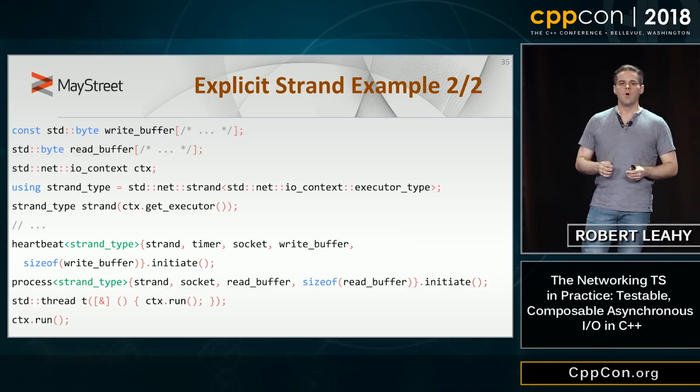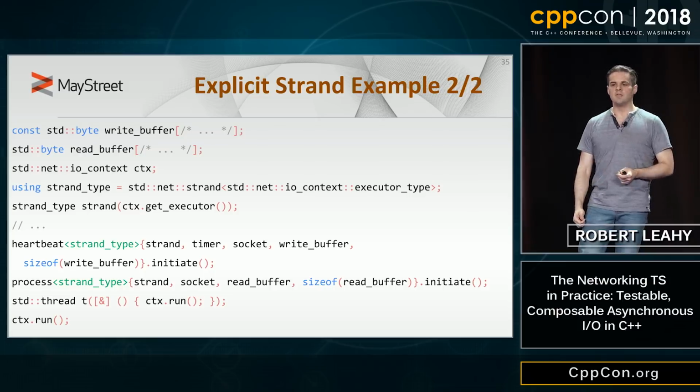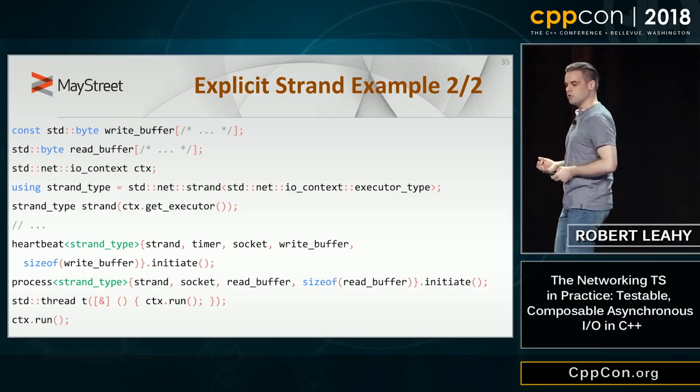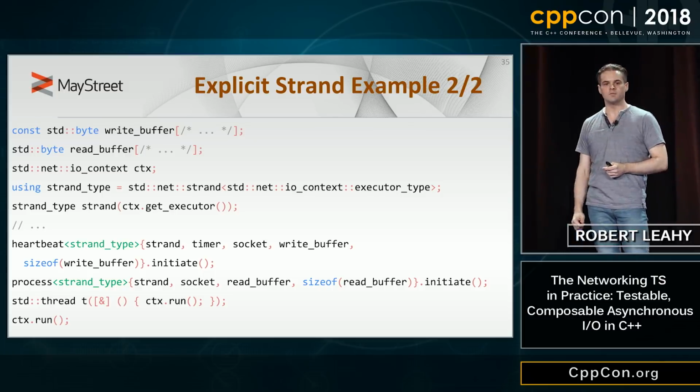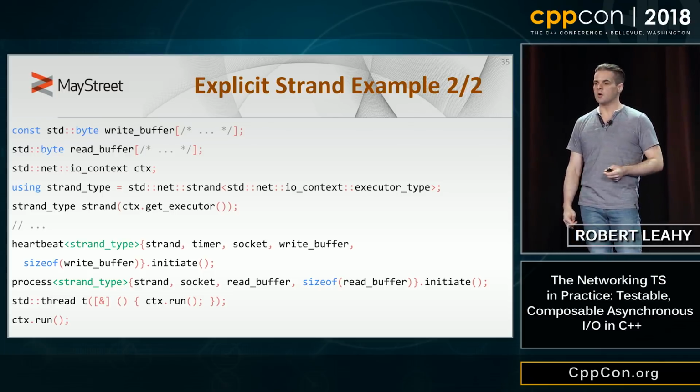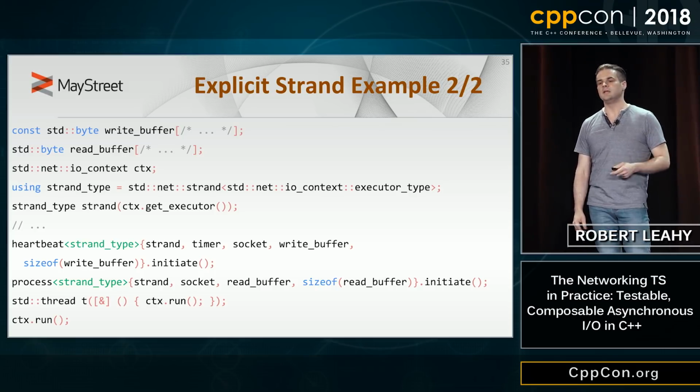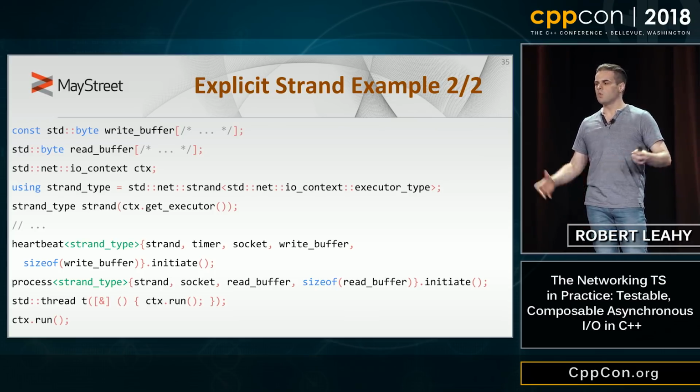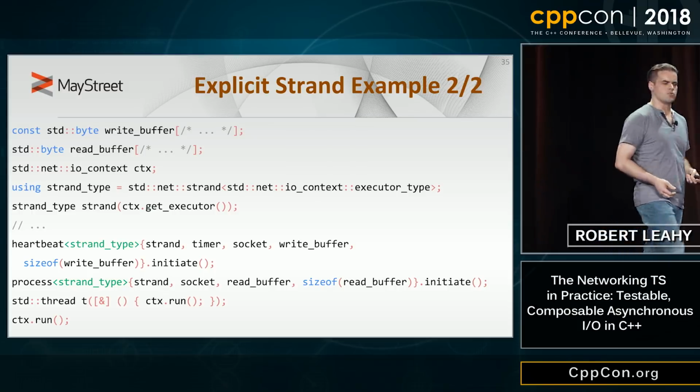Fantastic. We know how the networking TS behaves in the face of parallelism. And we know how we can kick the can down the road to our users and make them responsible for taking care of that. We also know how to make operations testable, and we understand the asynchronous model of the networking TS. But we're stuck passing around callable objects.